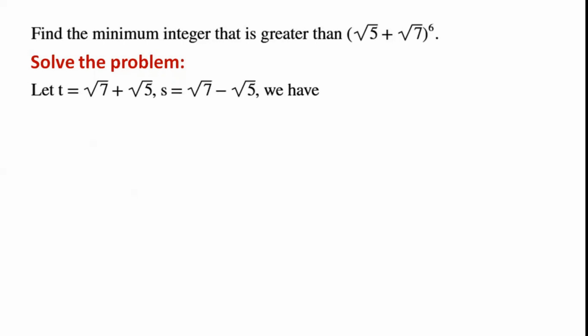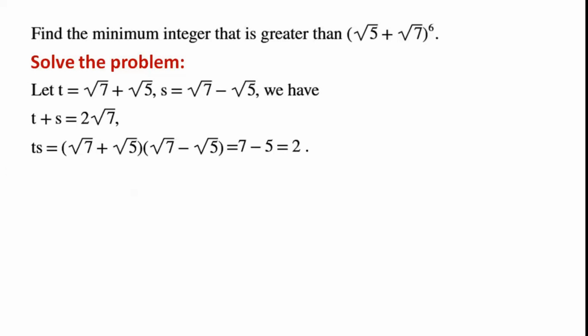We have t + s = 2√7. ts = (√7 + √5)(√7 − √5), which is equal to 7 − 5, which is 2.